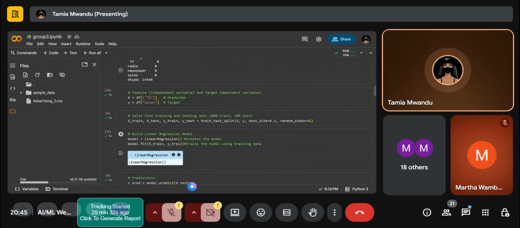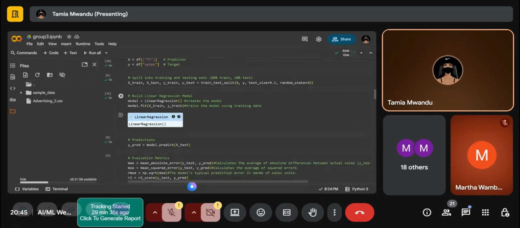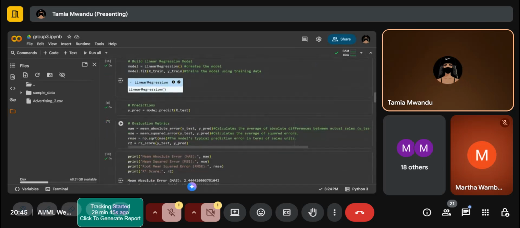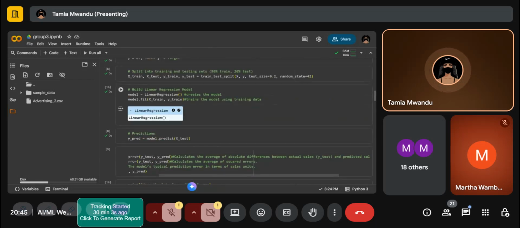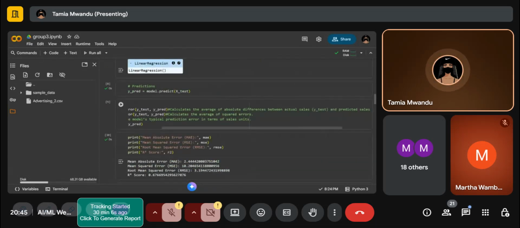And here we built our model. We built our linear regression model. Here we did our metrics. We first created the predictions and then we did our evaluation metrics here. For example, this one calculates the average of absolute differences between the actual sales, that is the y-test which we defined over here, and the predicted sales.